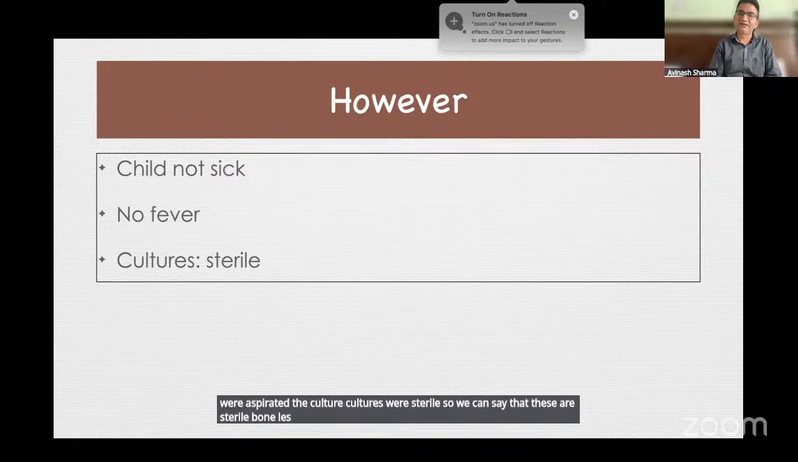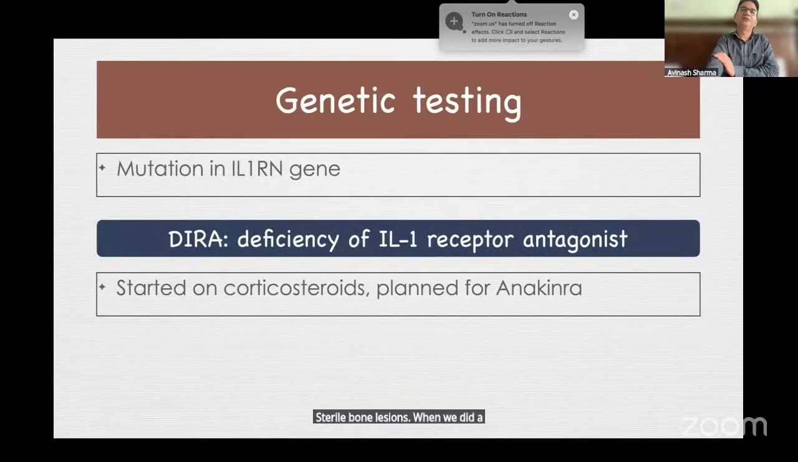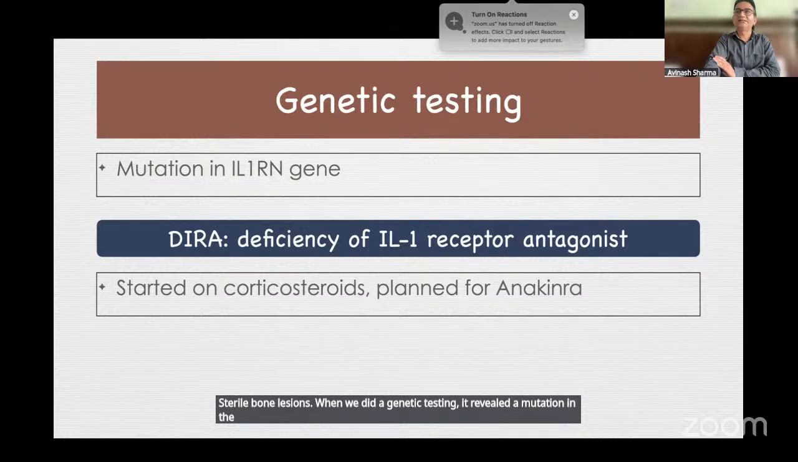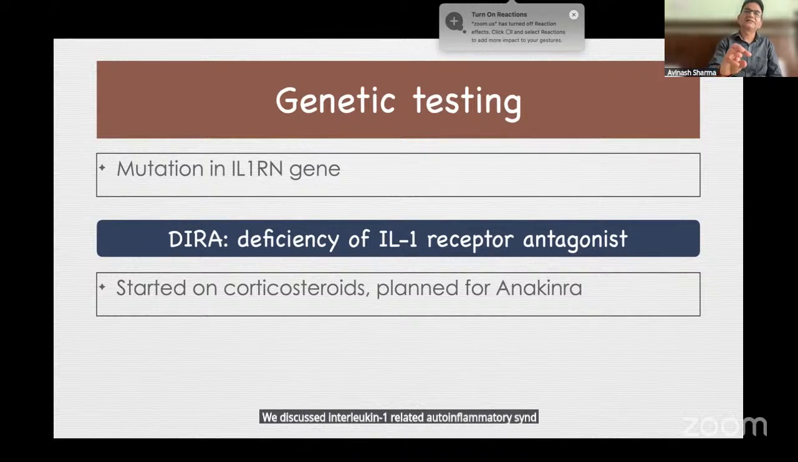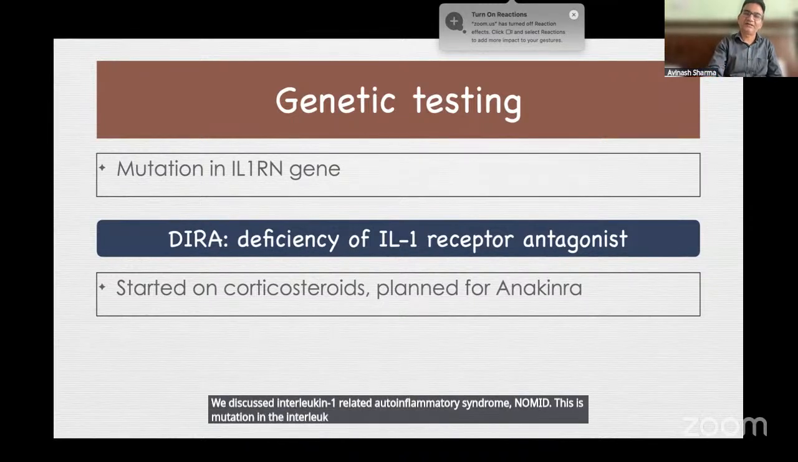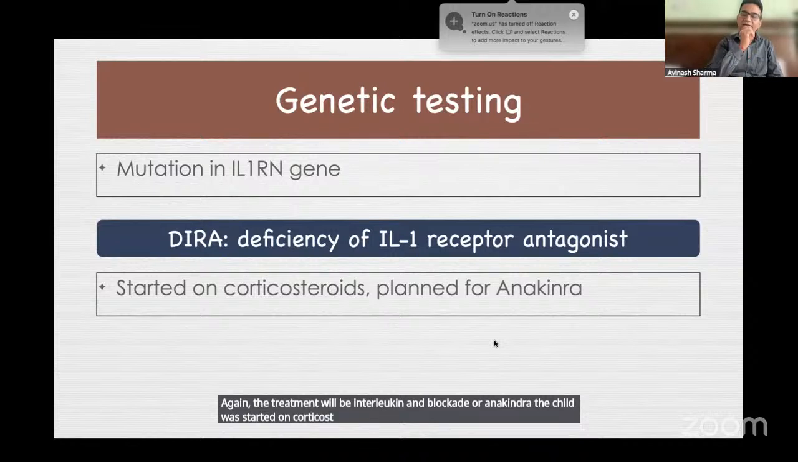As we discussed in the beginning, autoinflammatory syndromes can also present with sterile skin or bone lesions. So this may be described as sterile bone lesions. When we did genetic testing, it revealed a mutation in the interleukin-1 receptor gene. We discussed interleukin-1 related autoinflammatory syndrome, NOMID. This is a mutation in the interleukin-1 receptor gene, and the condition is called DIRA, or deficiency of interleukin-1 receptor antagonist. Again, the treatment will be interleukin-1 blockade or anakinra. The child was started on corticosteroids and planned for anakinra.